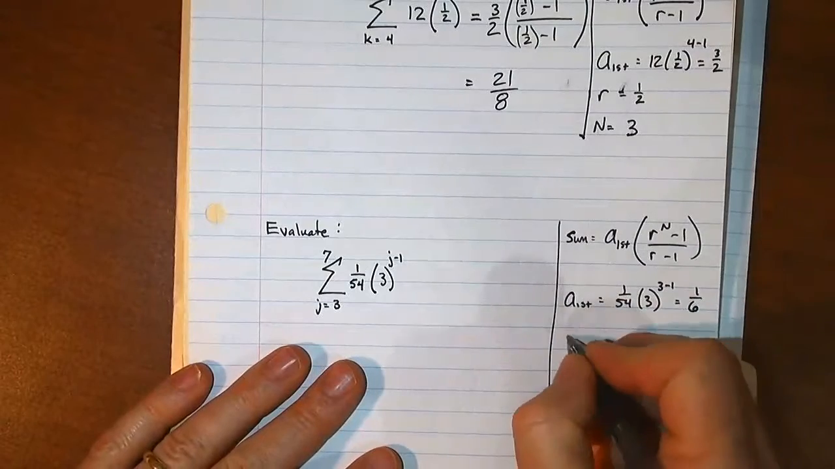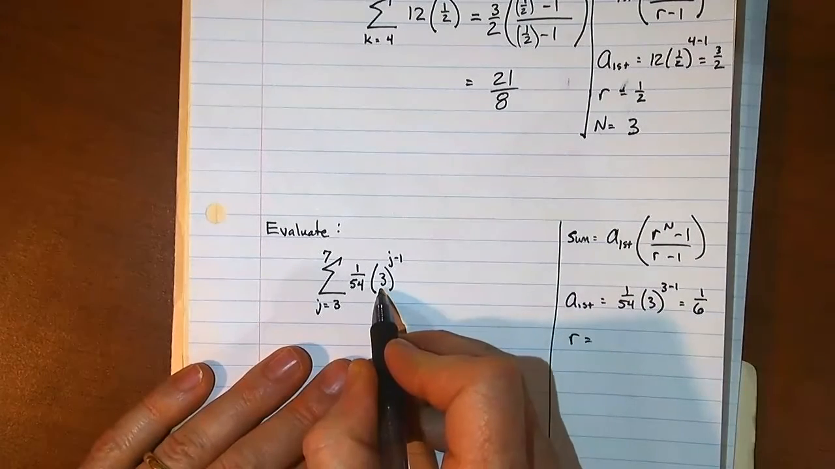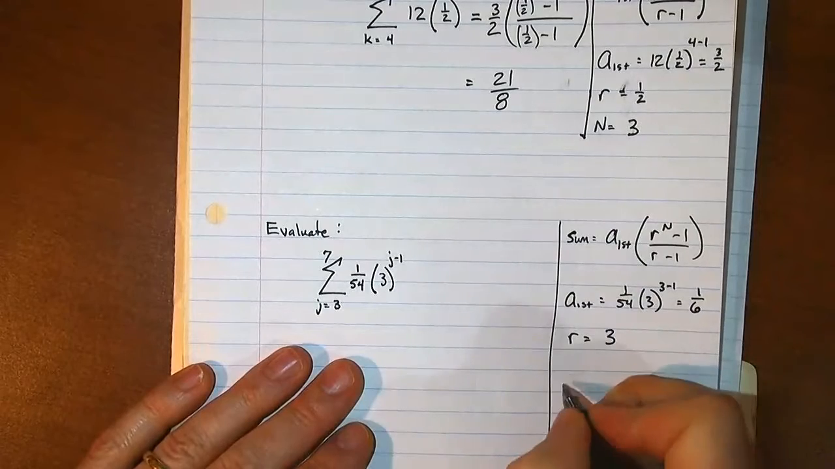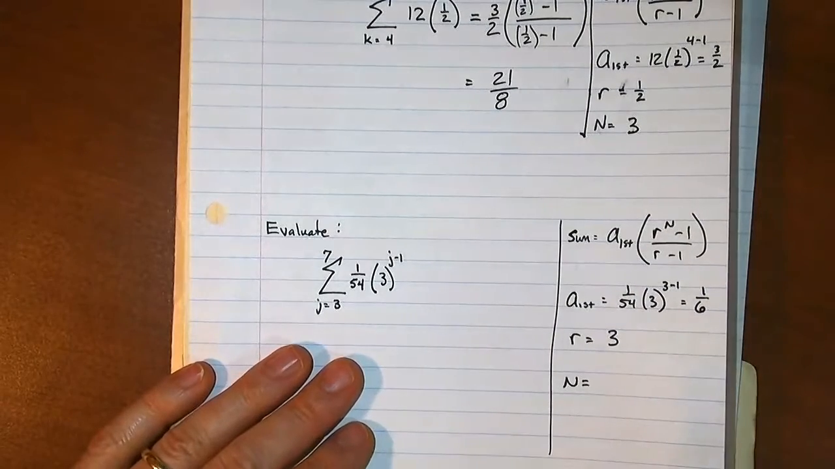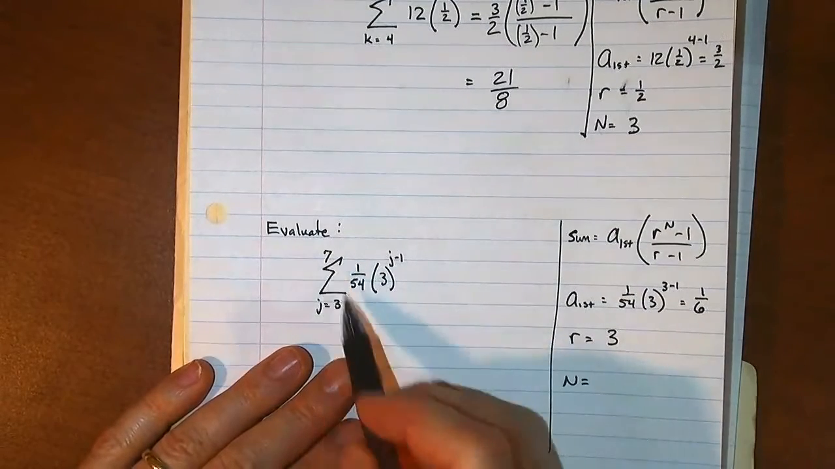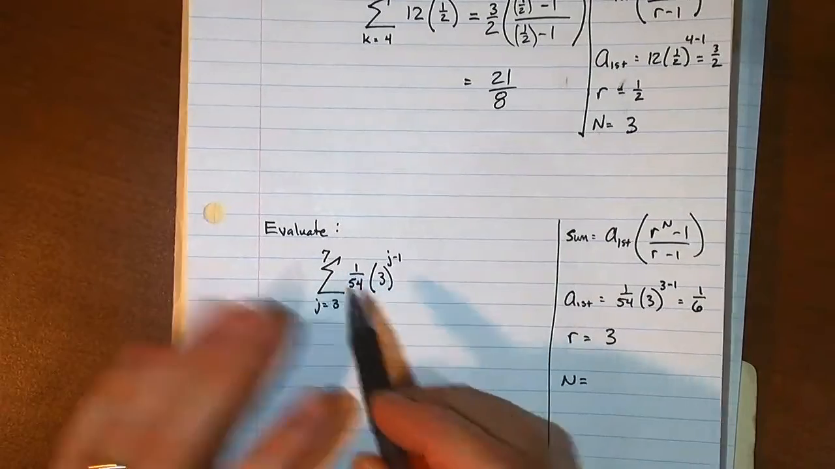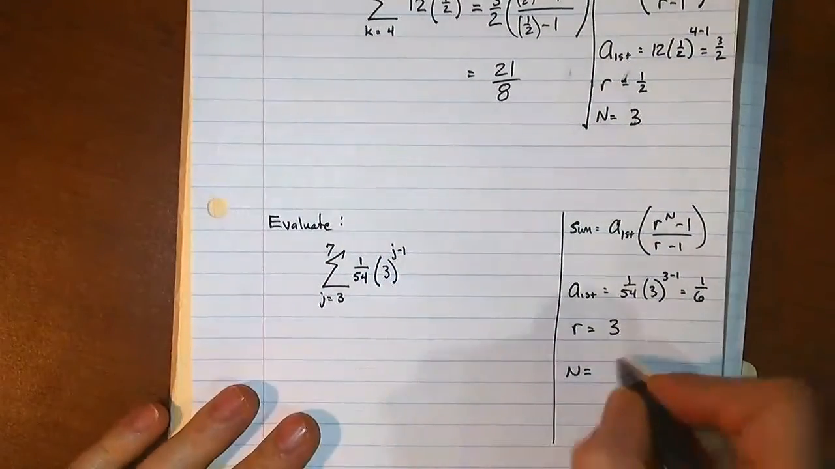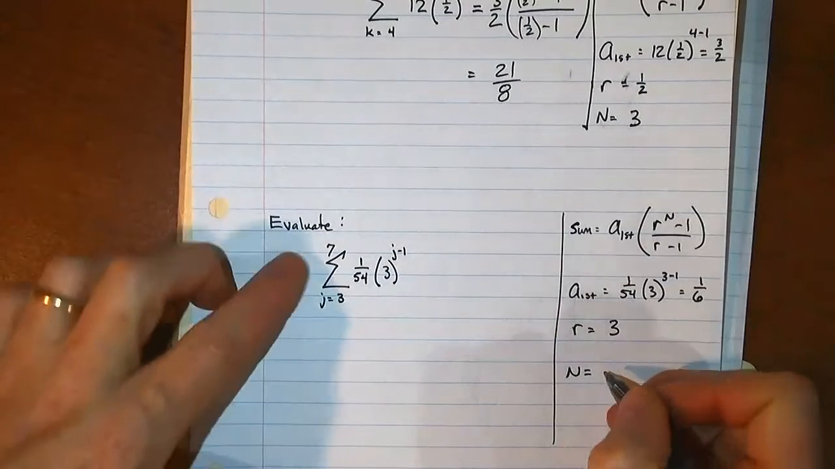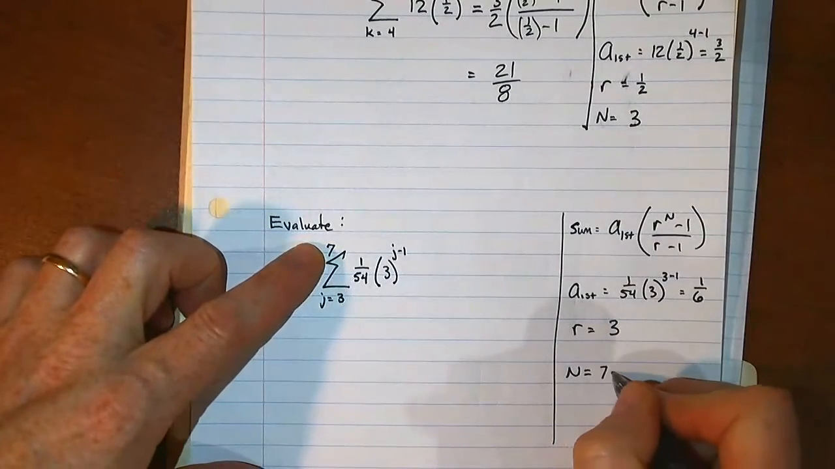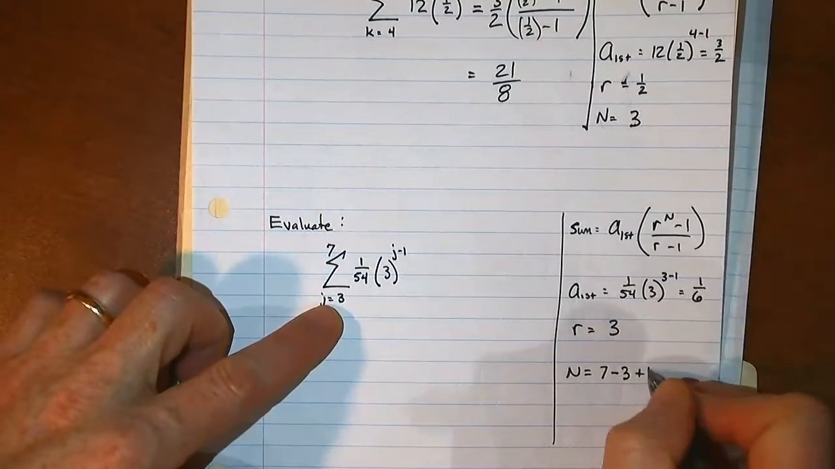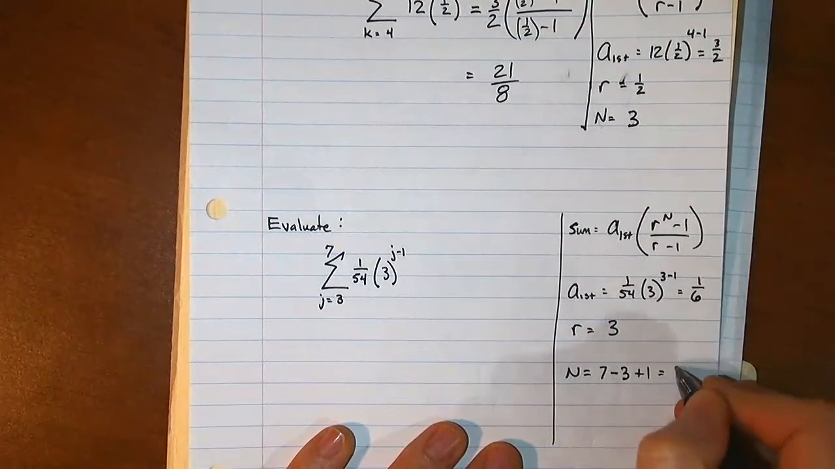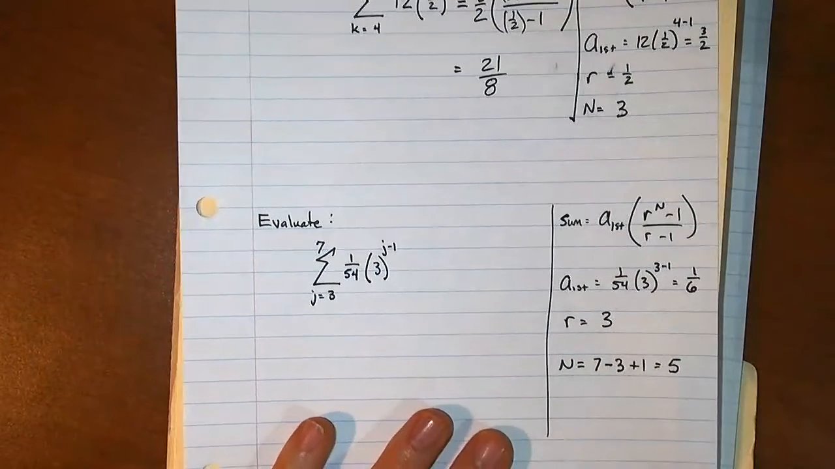Then I need to find r. R is pretty easy. It's just the number in the parentheses that has the exponent. So r equals 3. And then I need to find the number of terms. Okay. And again, you might be able to count this. If I start at 3 and I go to 7, I might be able to count that out and figure it out. In this case, though, it's a big enough gap that I'm going to actually do my little formula. Top number minus bottom number plus 1. So 7 minus 3, that equals 4 plus 1. I'm going to have 5 terms altogether.